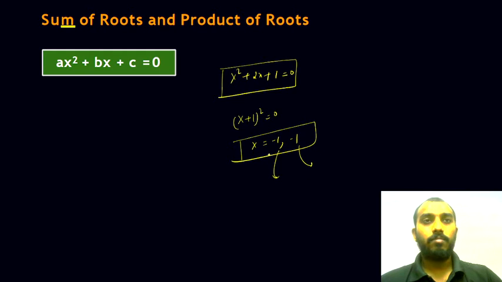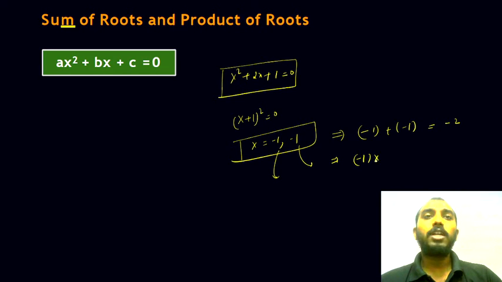So what is the sum? You just take the sum of these two roots: minus 1 plus minus 1. This is the sum of roots, so it becomes minus 2. And when we calculate the product of roots, what is the product? Multiply minus 1 and minus 1, so it becomes 1. So these are the values of the sum of roots and product of roots.